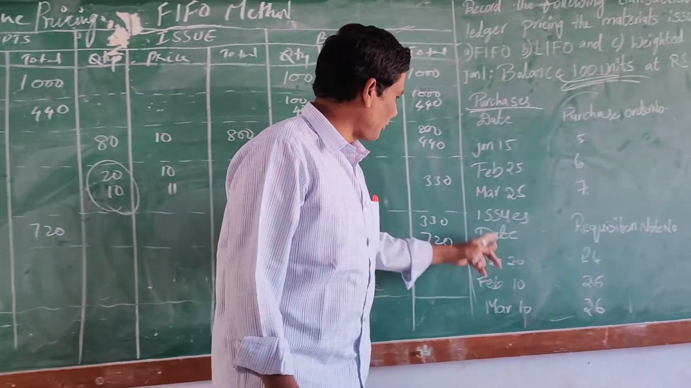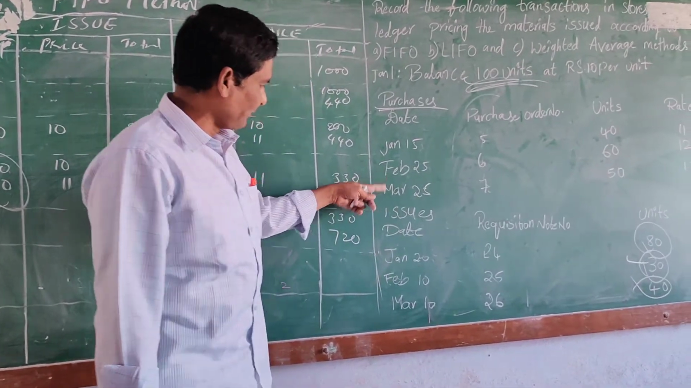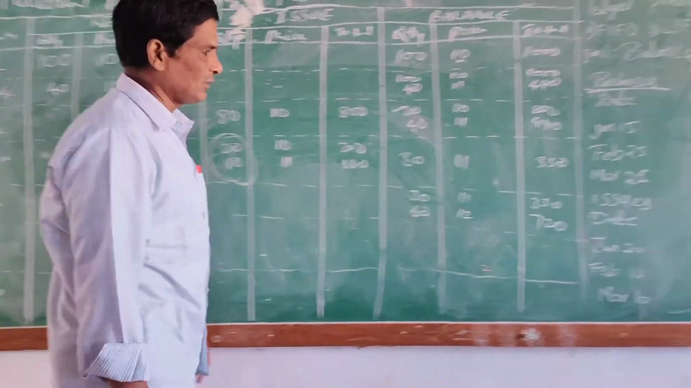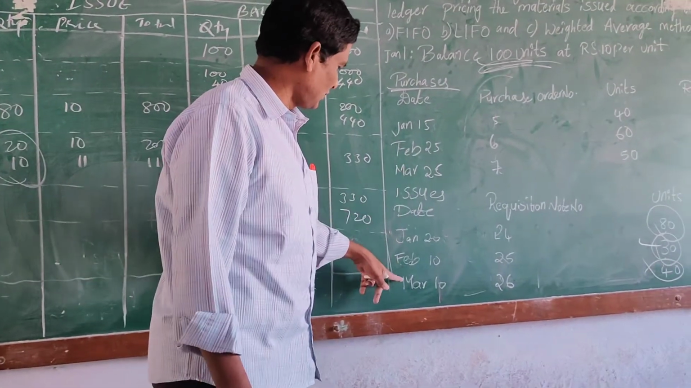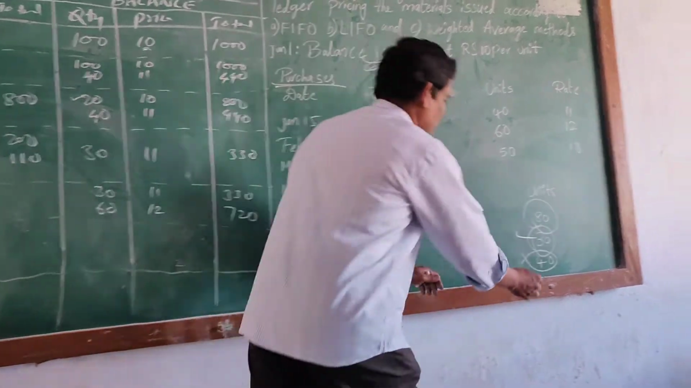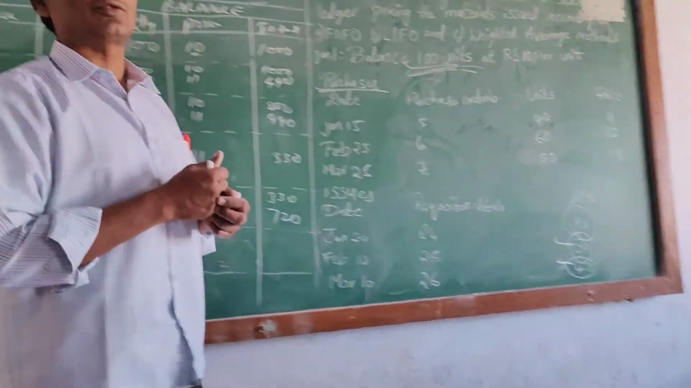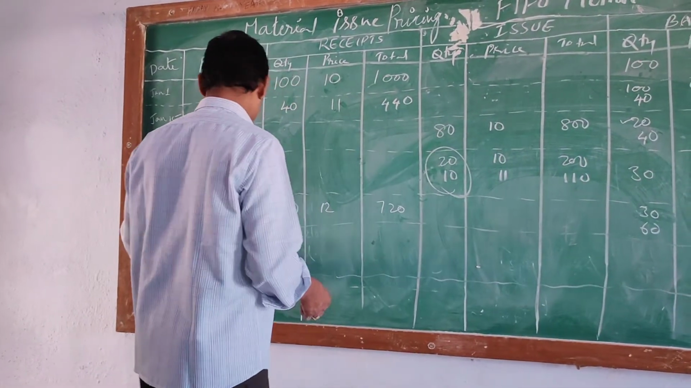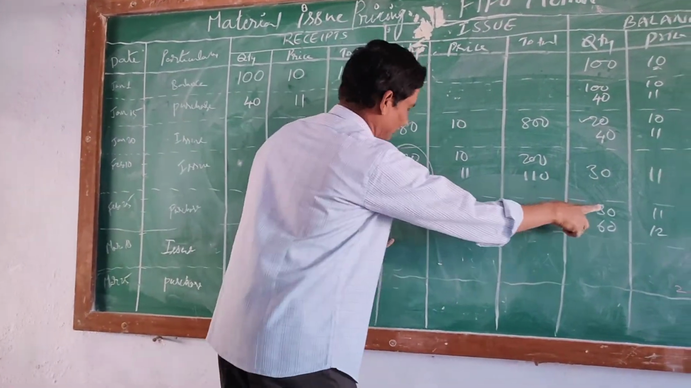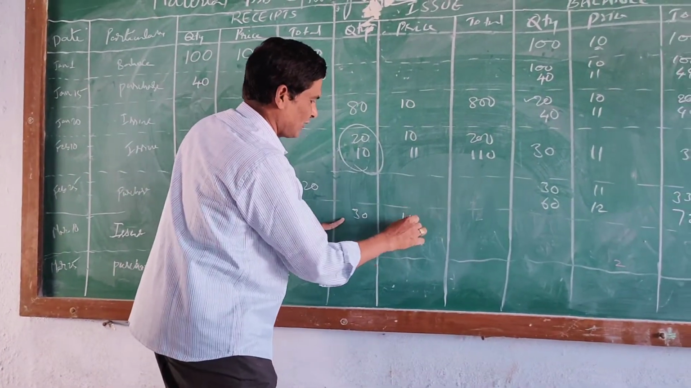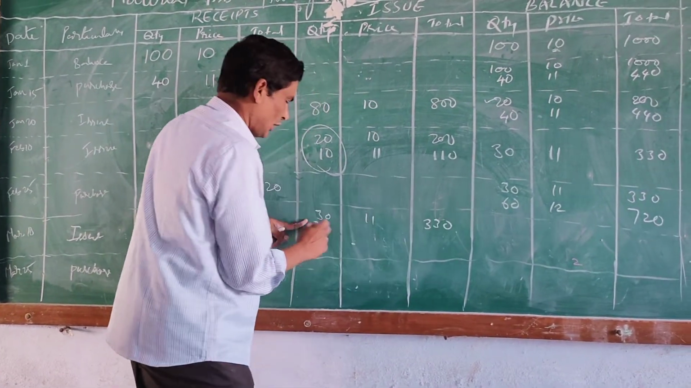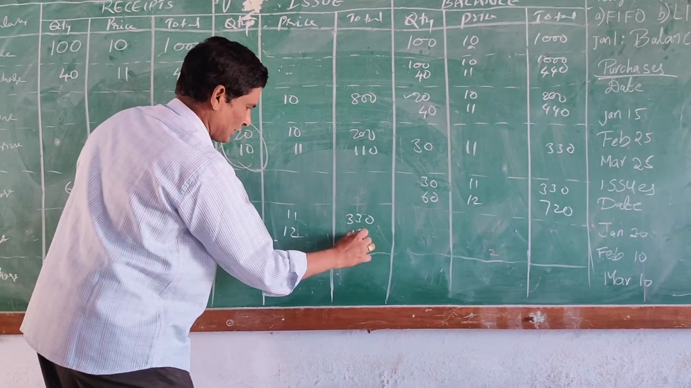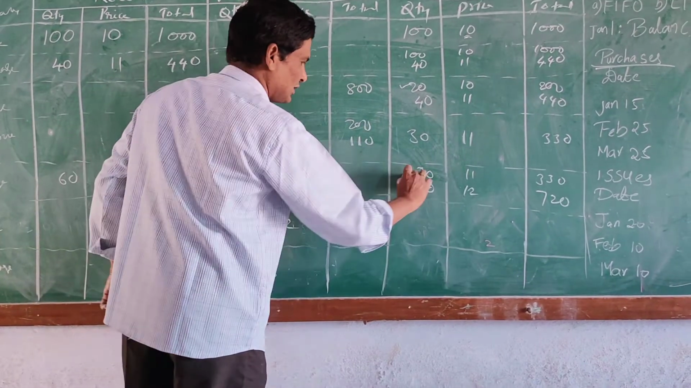Next, after Feb 25, what are we having? March 10. What happened? Another 40 units are issued. Once again the question is, what is the price for these 40 units? So on March 10, 40 units are issued. But we are having here only 30 units at 11, that is 330. How much required? 10 units. 10 units at 12, 120. So this is exhausted.